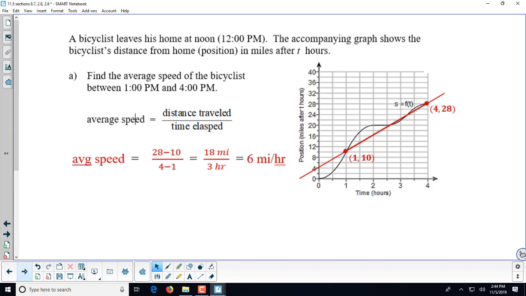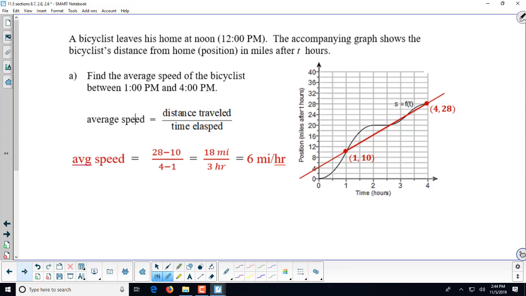Right? At 4 o'clock, it was 28 miles from home, the bike. At 1 o'clock, the bicyclist was 10 miles from home. So between 10 and 28 miles, that difference is 18 miles. Okay? Time, 3 hours. Okay? So 6 miles per hour. Now, why did I put this line through here?